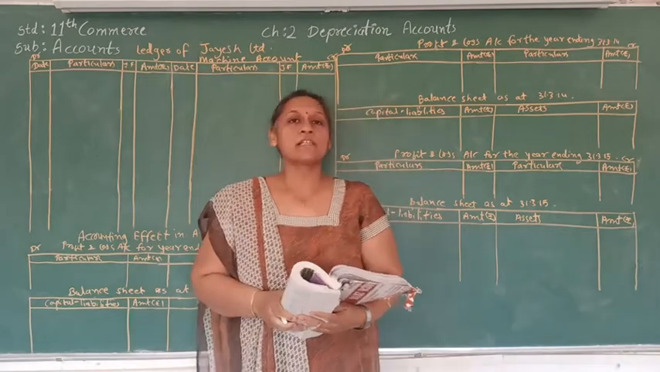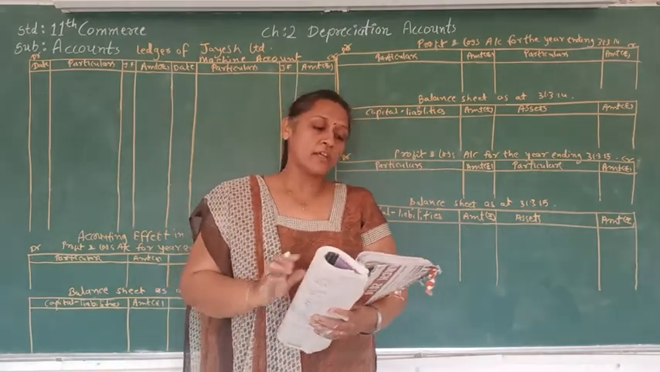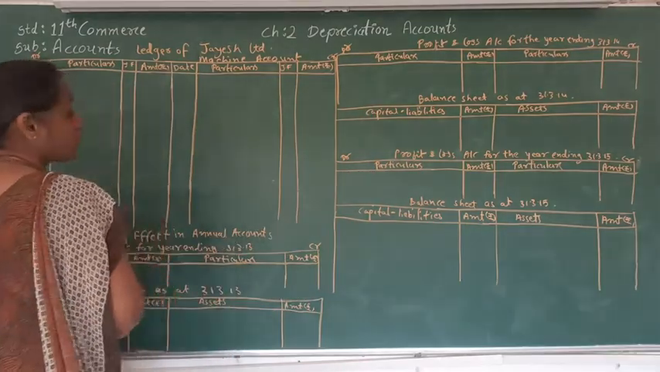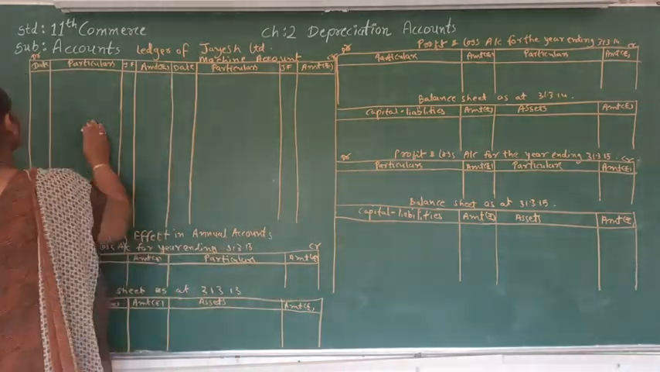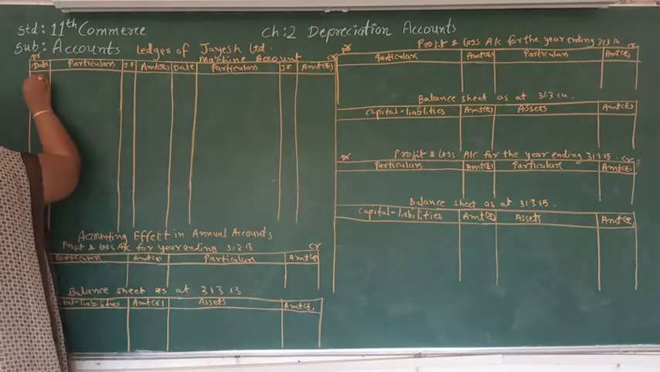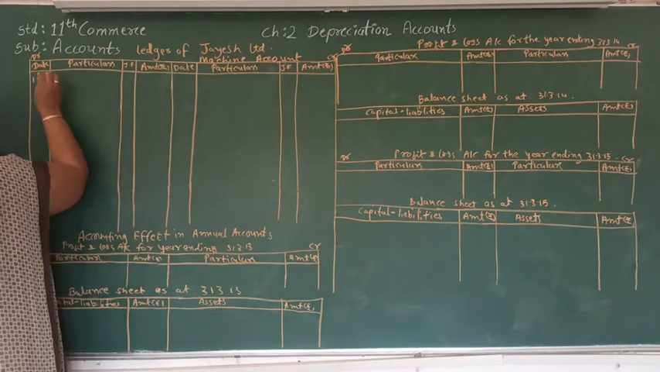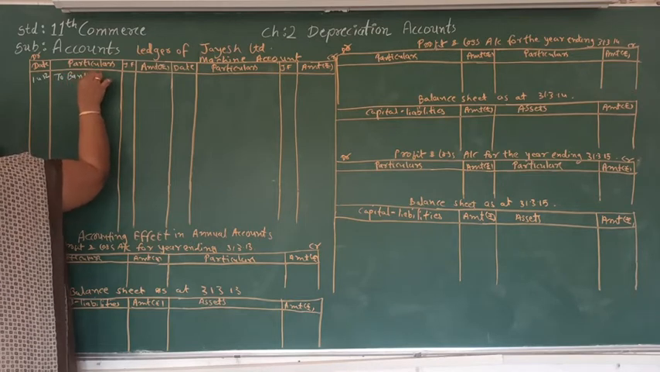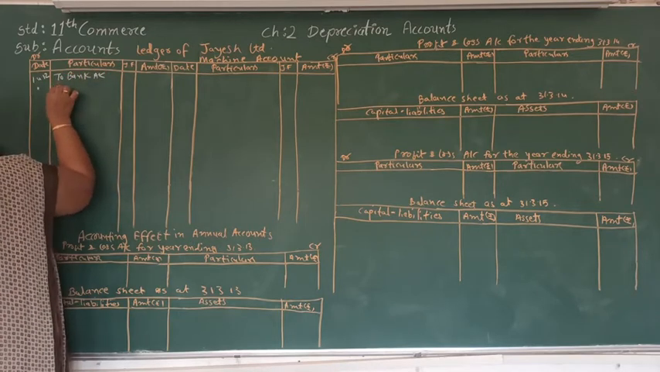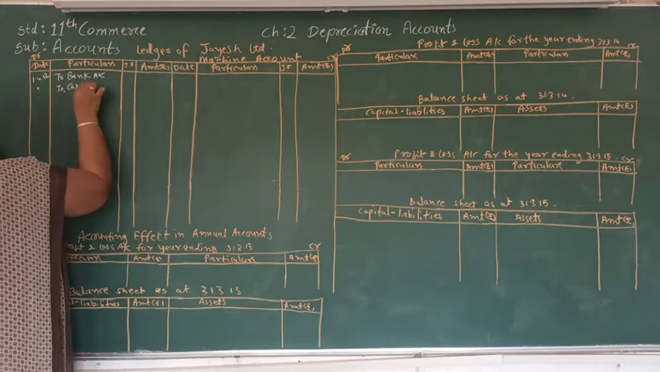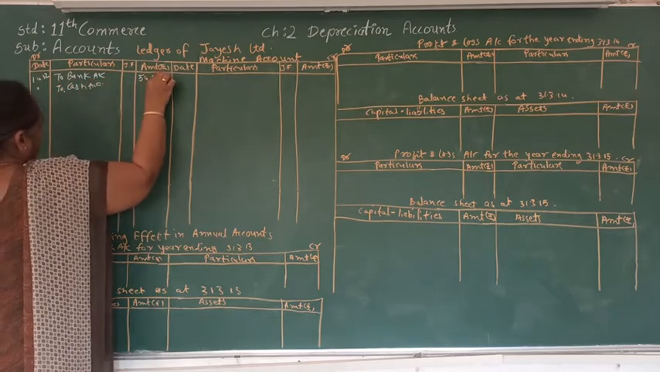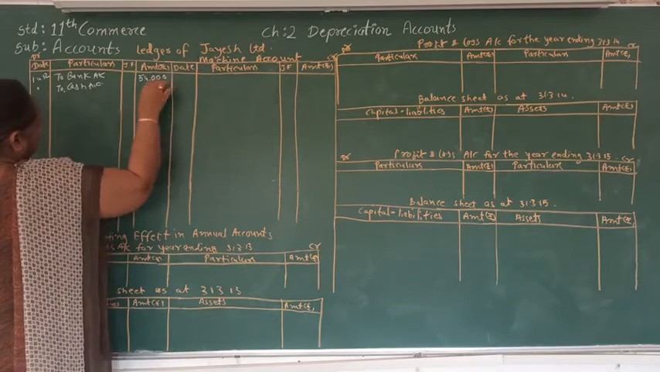Let's prepare the machine account from the working note. As we know, on 1/4/12 the machine was purchased. So when we are purchasing the machine, the machine account is going to be debited on 1/4/12, to bank account and to cash account. Here, 54,000 in the bank account and 6,000 in the cash account.